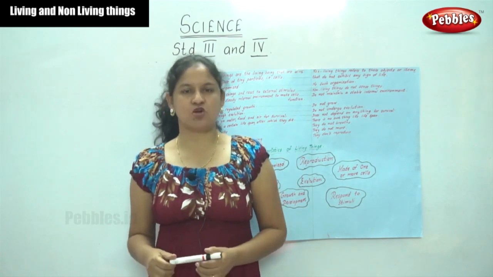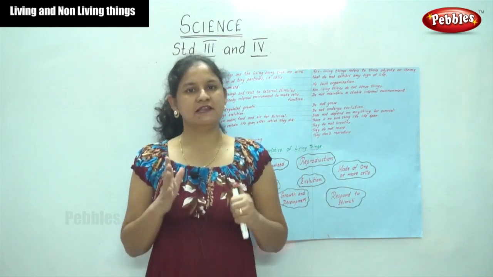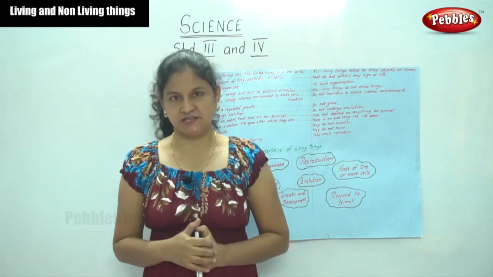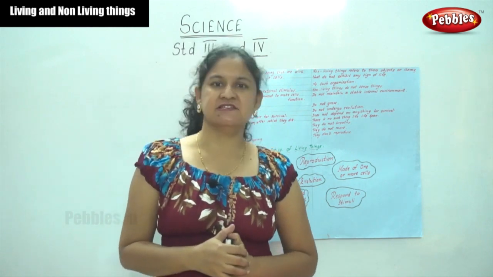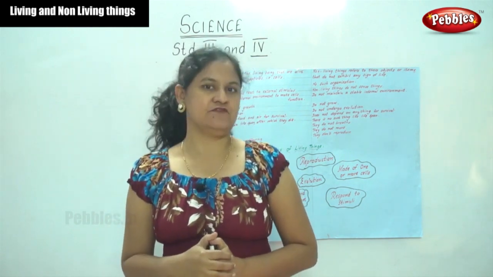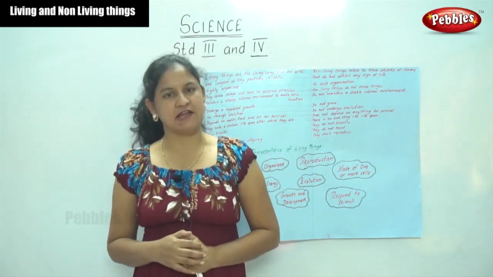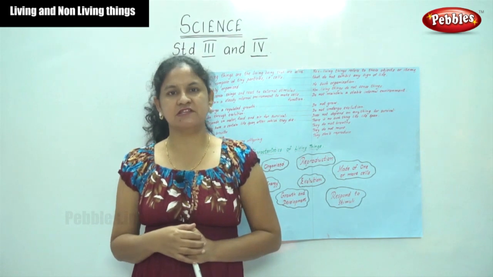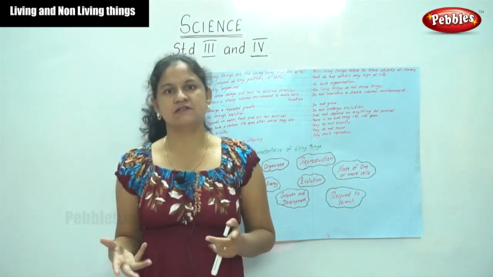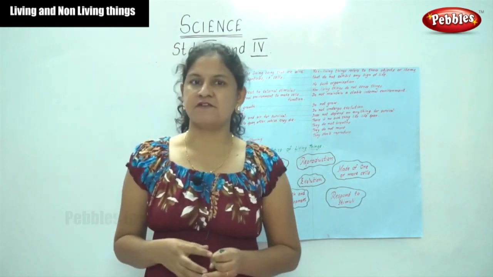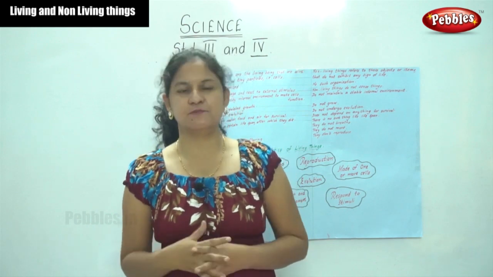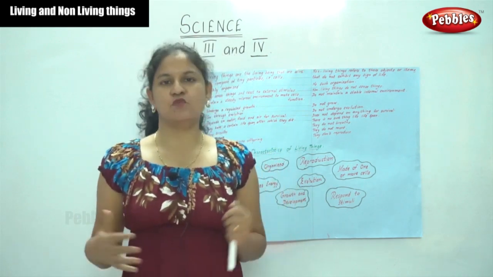Our next main topic in science will be living things and non-living things. So, living things are things that have life and non-living things are things that do not have life. And examples of living things are humans, plants, animals. All these have life, they grow, they reproduce, they feel, they move.